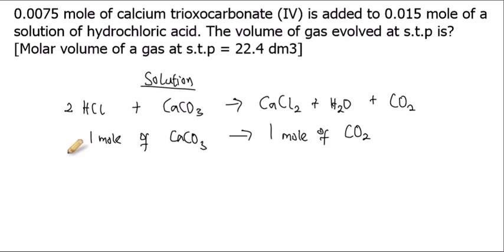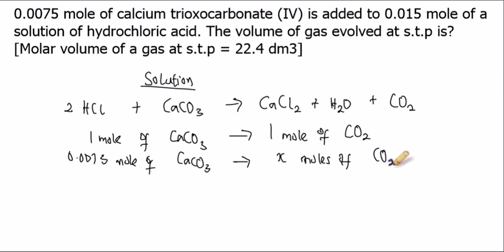So here I will say 0.0075 moles of calcium trioxocarbonate(IV) will yield X moles of carbon dioxide. Here I could have just concluded that the number of moles of carbon dioxide that will be produced is 0.0075 as well, but we are taking this process because of situations in which the coefficients are not the same, I mean the number of moles based on the equation is not the same.